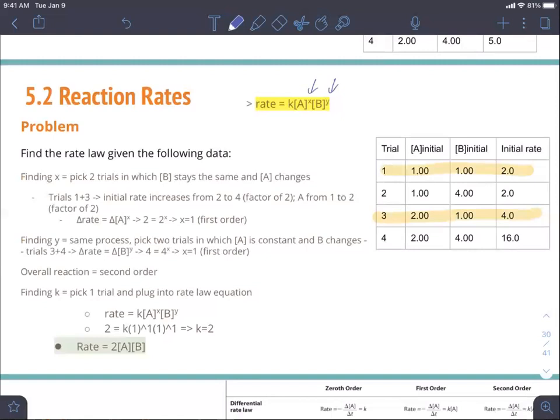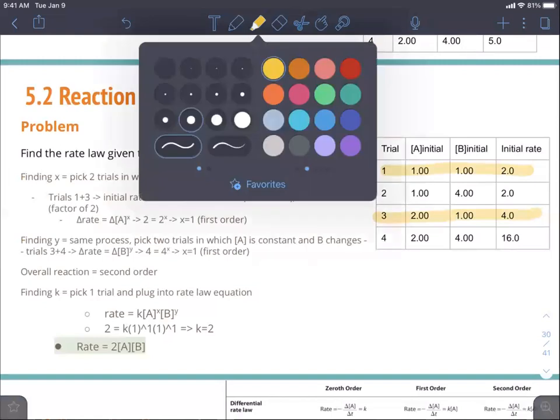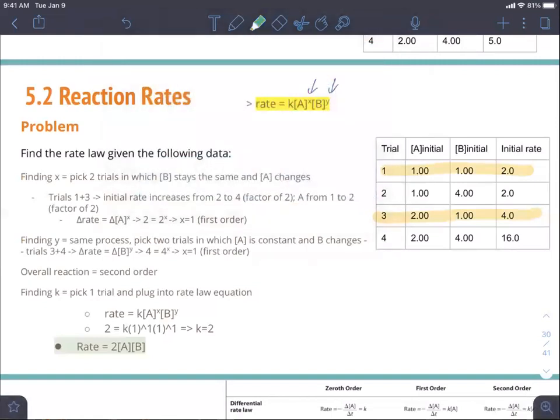So finding y is the exact same process. You can pick 2 trials in which A is constant, but B changes. So you can do these 2. And you can see that A stays 2, but B goes from 1 to 4. And the rate changes from 4 to 16. So both of these are factors of 4. And so this reaction is also first order.